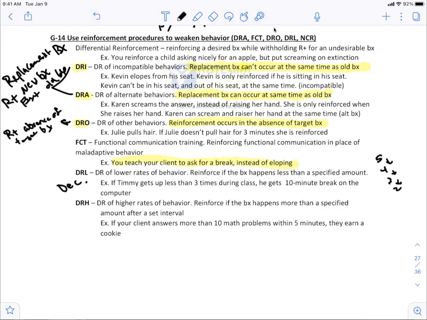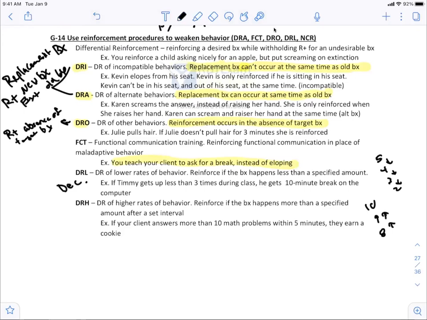DRH is differential reinforcement of higher rates of behavior. Reinforce if the behavior happens more than a specified amount. So in this example, your client answers more than 10 math problems within 5 minutes, they earn a cookie. So we might have gone from 8 to 9 to 10. You're reinforcing that behavior. It's happening more than the specified amount after a set interval.